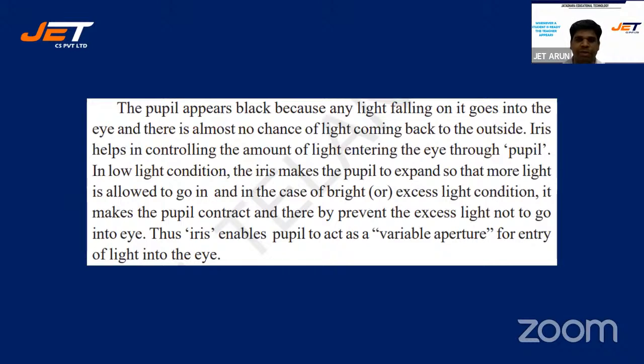So here we're talking about how the iris enables the pupil to be a variable aperture, students. Let's see how it acts as a variable aperture in this paragraph. The iris helps in controlling the amount of light entering the eye through the pupil. In low light conditions, the iris makes the pupil expand so that more light is allowed to go in, and in the case of bright or excess light, it makes the pupil contract and thereby prevents the excess light from going into the eye. Thus, the iris enables the pupil to act as a variable aperture for the entry of light into the eye. All right, this is an important point. Remember that the iris enables the pupil to act as a variable aperture.